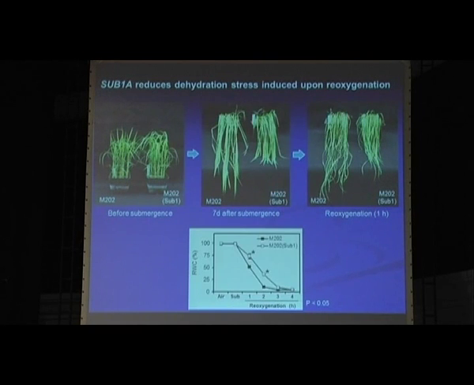And we also quantified water loss in leaves. As observed during dehydration, M202 SUB1 maintained more water upon desubmergence. This also confirmed SUB1A slowed water loss.